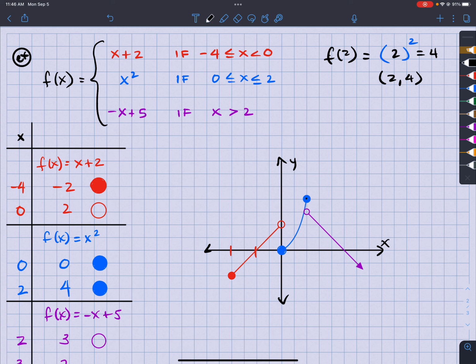So what if I said find f of negative 2? Well, let's take a look. Where does negative 2 lie? Is negative 2 greater than 2? No. Is negative 2 between 0 and 2? No. Is negative 2 between negative 4 and 0? Yes. So that means I must be using the red equation. So that's going to equal negative 2 plus 2, which is equal to 0, which gives me the point of (-2, 0).